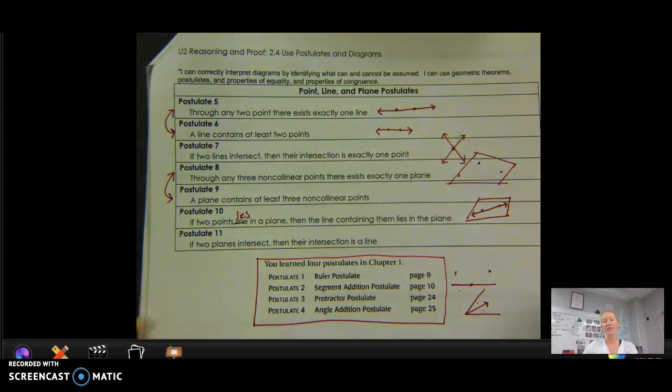And then 2 planes intersect in a line. That's like my wall back here. This wall hits that wall at a line. Remember, it's not a segment, it's a line because planes actually never stop. They go on forever and ever, and that's why it would be a line.